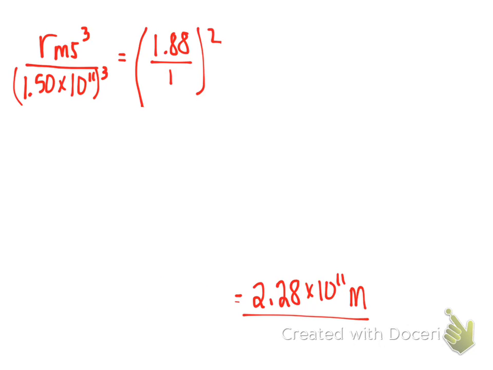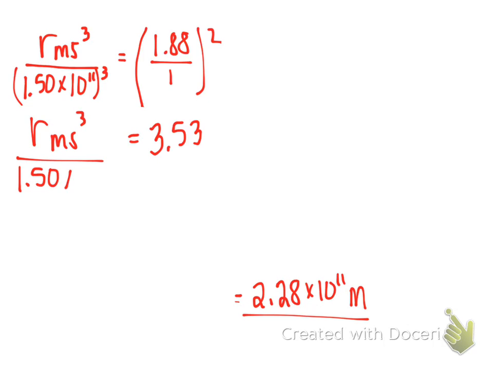Okay, which I moved up to the top. The first thing that we should do is combine this whole term, or solve for this whole term, since we have every variable there. So we're going to take 1.88 divided by 1 and we'll square that value, which gives us 3.53. And that's equal to r sub ms cubed over 1.50 times 10 to the 11th. That value is cubed as well.